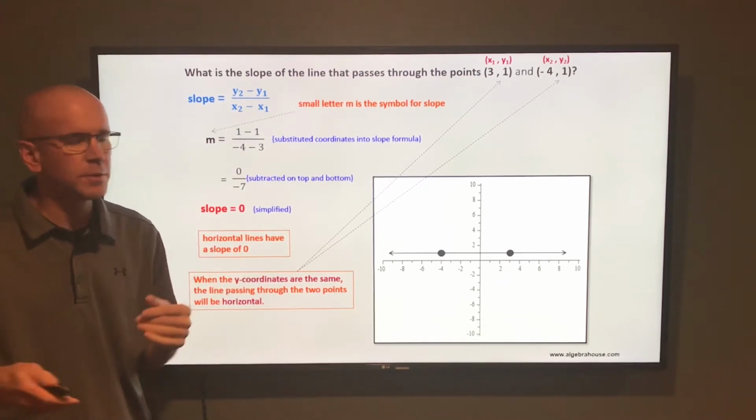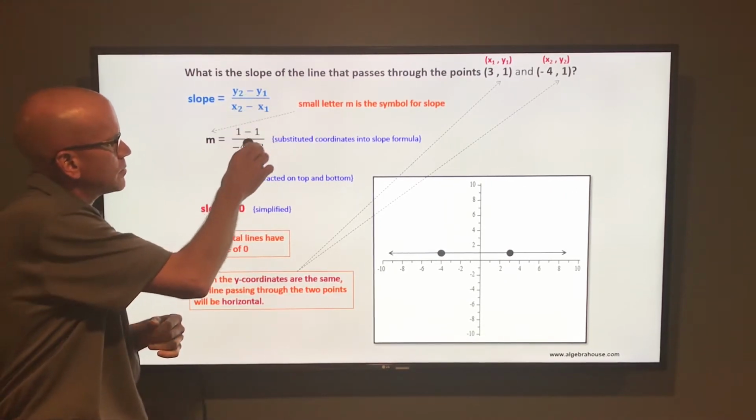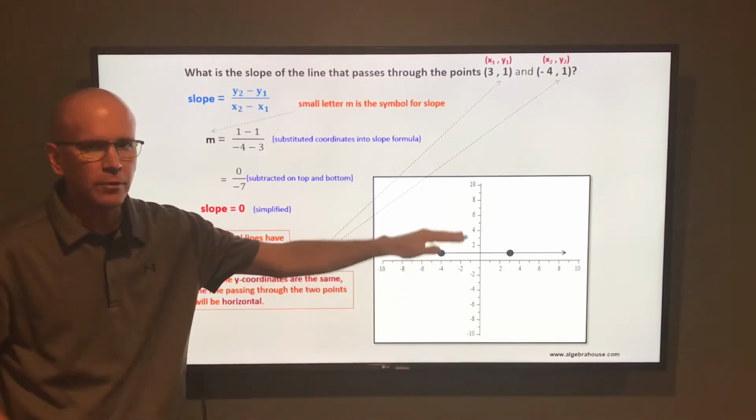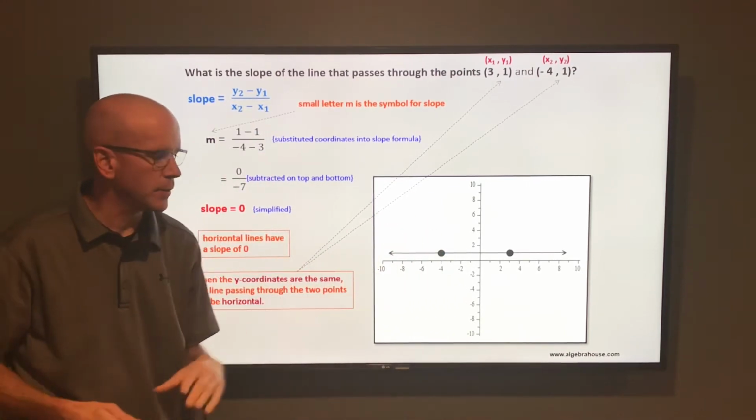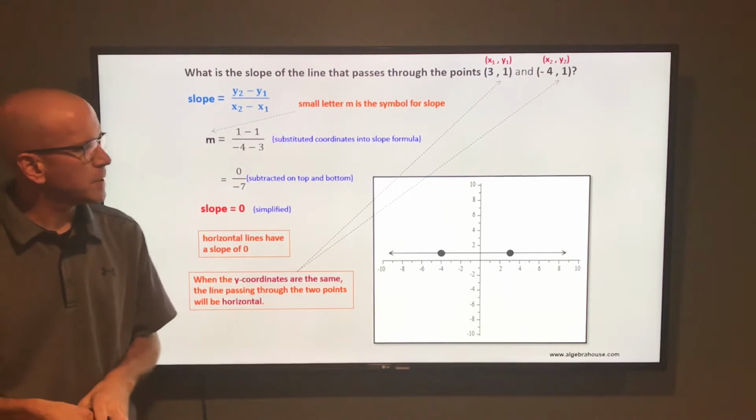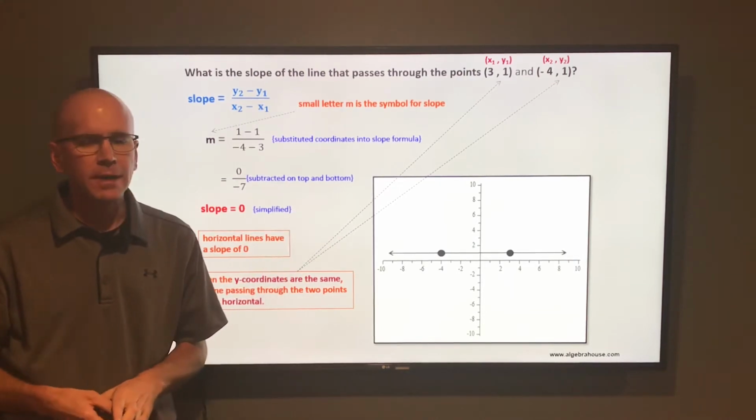Why is the slope always 0? Because the rise will be 0. There is no rise to a horizontal line. It's all run, left and right. Slope on this particular horizontal line and all horizontal lines is 0.